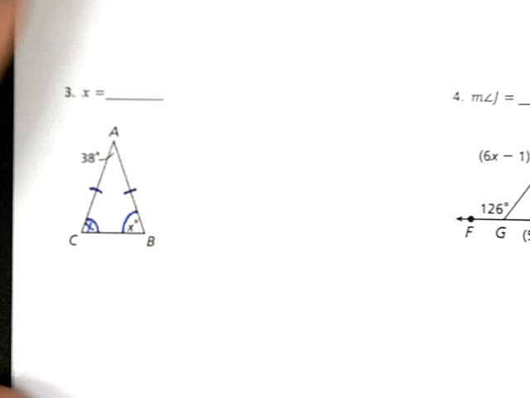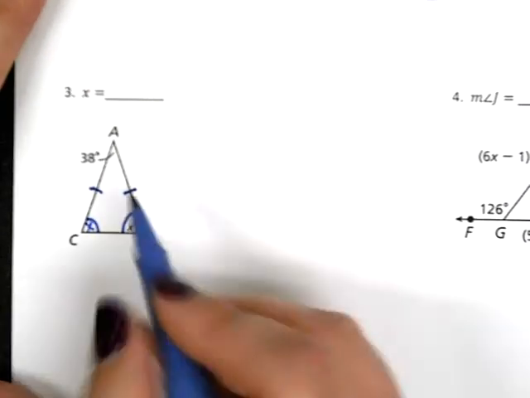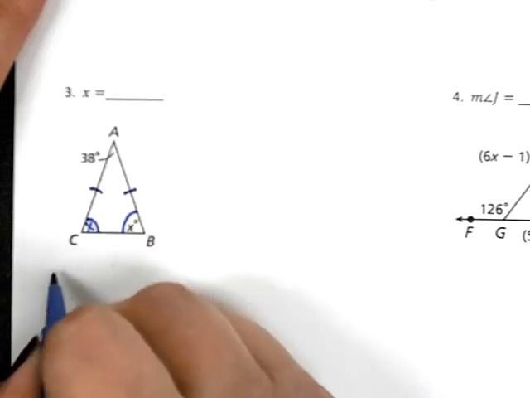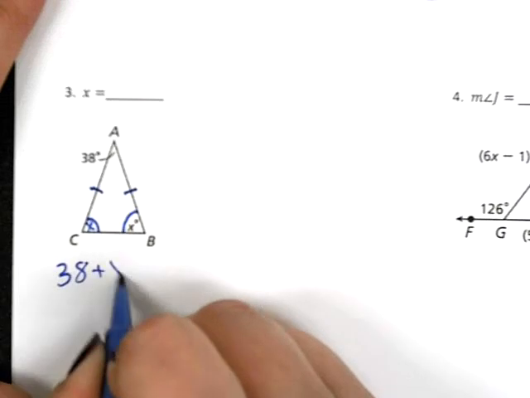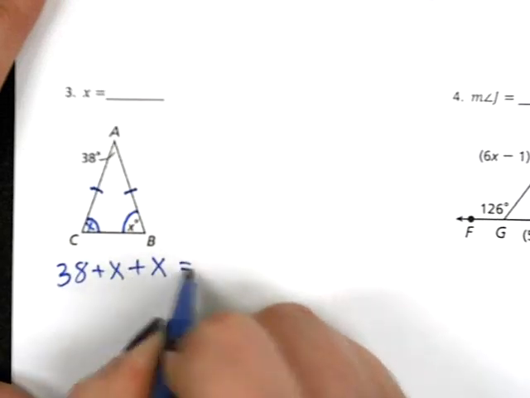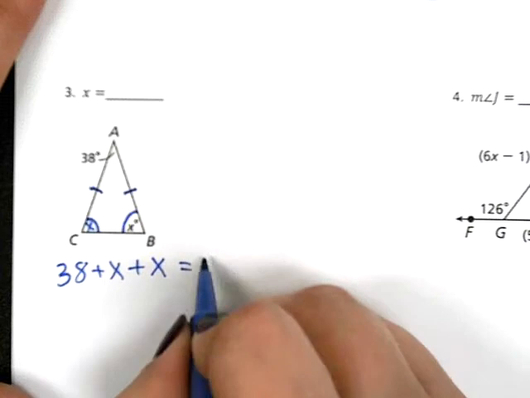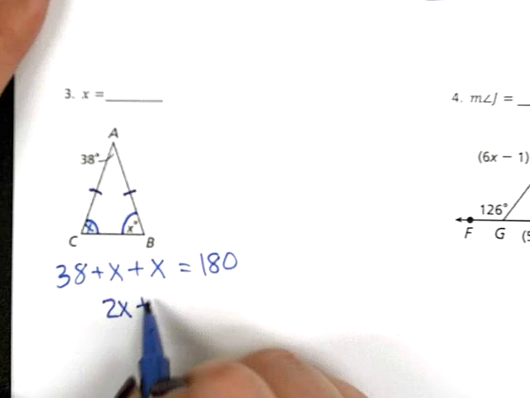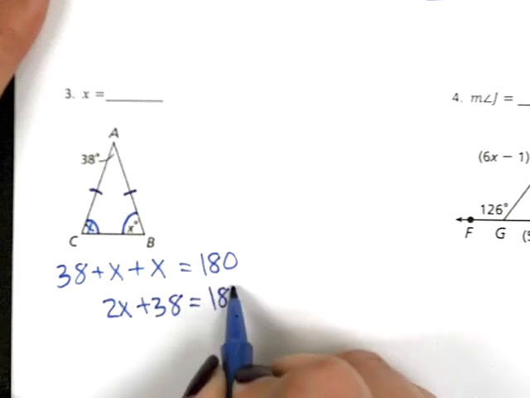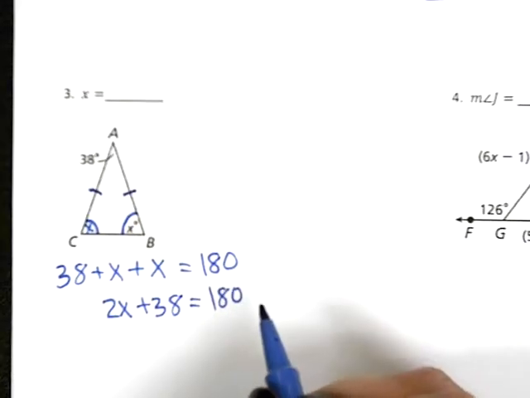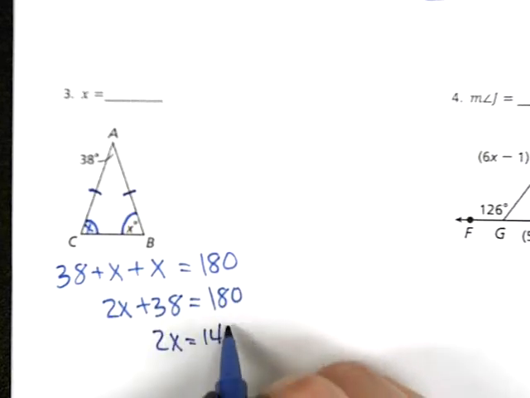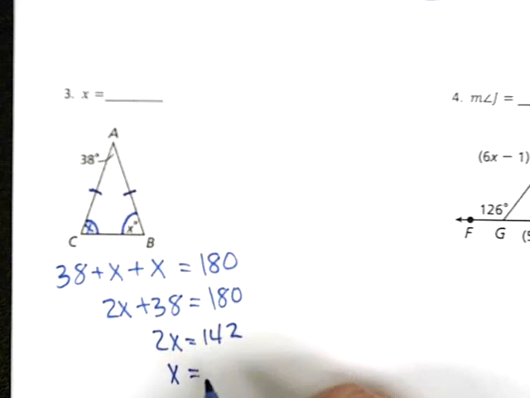Okay, and now we can use our triangle sum to find the measure of x. Okay, so angle A is 38, angle B is x, angle C is x. If I add all three angles together, I'm going to get 180 degrees. Okay, so 2x plus 38 equals 180, and we can subtract the 38 from both sides to get 2x equals 142. And divide by 2 to get that x is 71.